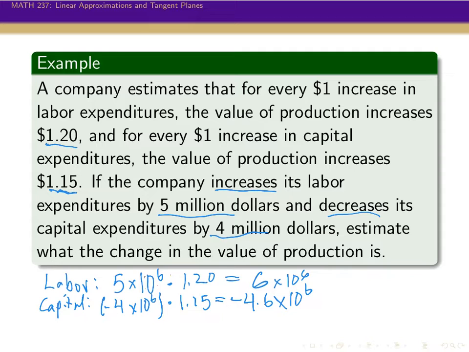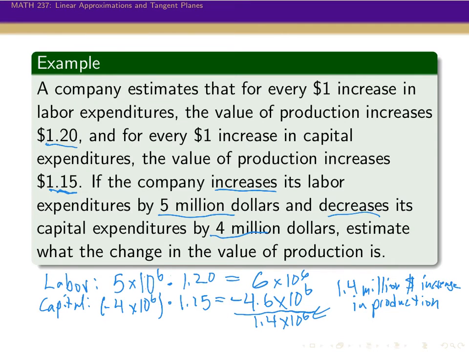And so adding these two together, we get 1.4 times 10 to the 6th. And so what we're saying is that we're expecting a $1.4 million increase in production. Okay, and this is a pretty simple, straightforward problem.